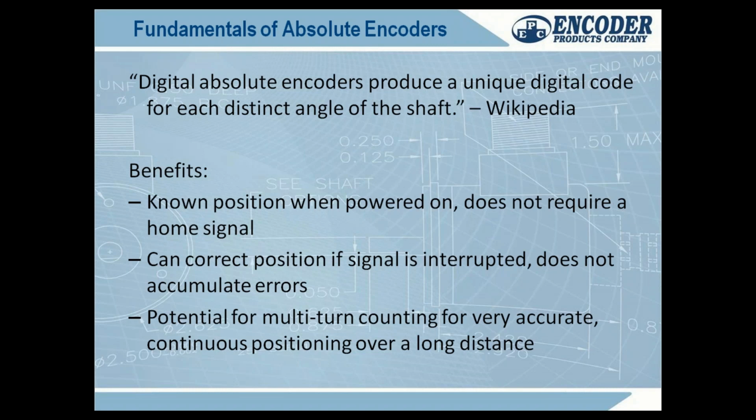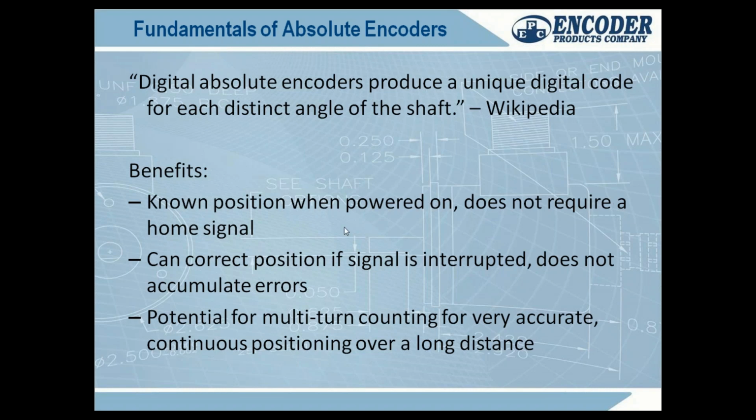Wikipedia says it best that digital absolute encoders produce a unique digital code for each angle of the shaft. So each unique angle of that shaft, it puts out a binary code for that position. That's how it knows where it is. So the benefit of an absolute encoder is when you power it on, it will tell you where it is. It'll say, I'm at 30 degrees as soon as you turn it on. You don't have to move it and start counting or zero out to get that position.